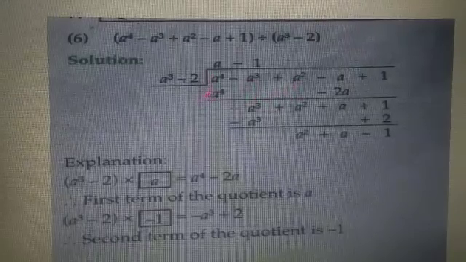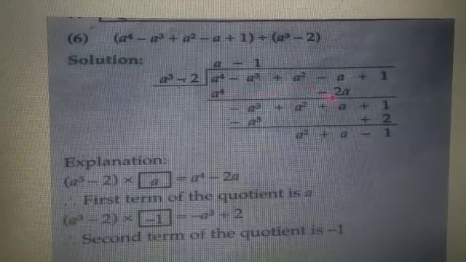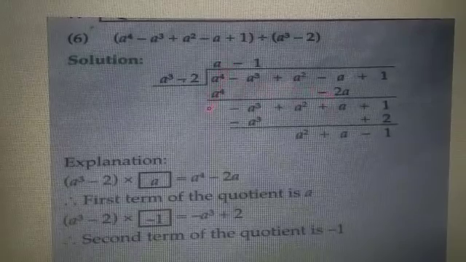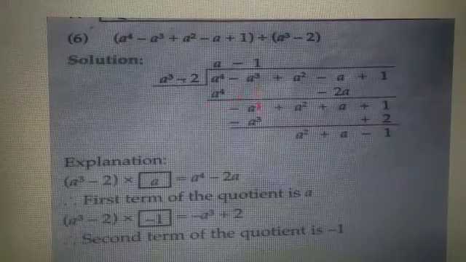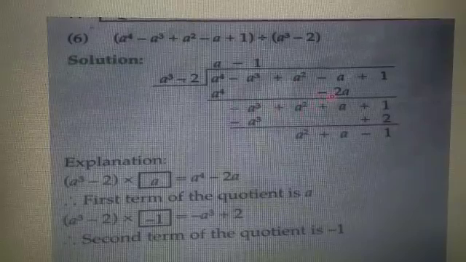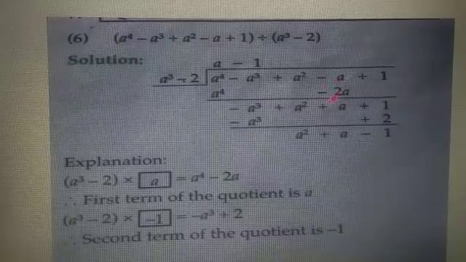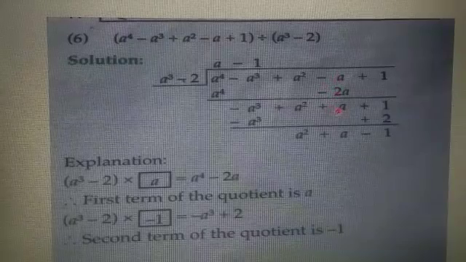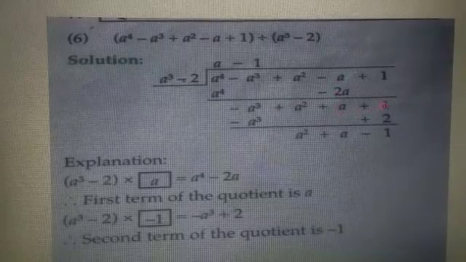Now put a negative sign, as we are subtracting, so this minus and this minus will change to plus. a raised to 4 minus a raised to 4 cancel. Here the remainder is 0, and minus a cube plus a square as it is. Now here we have written plus sign beside 2a, so minus 1 plus 2 will become plus 1. So 1 we are not writing, so a plus 1 is left here.